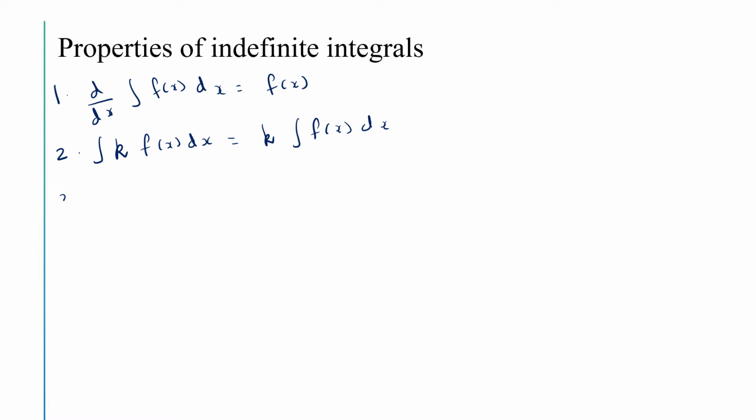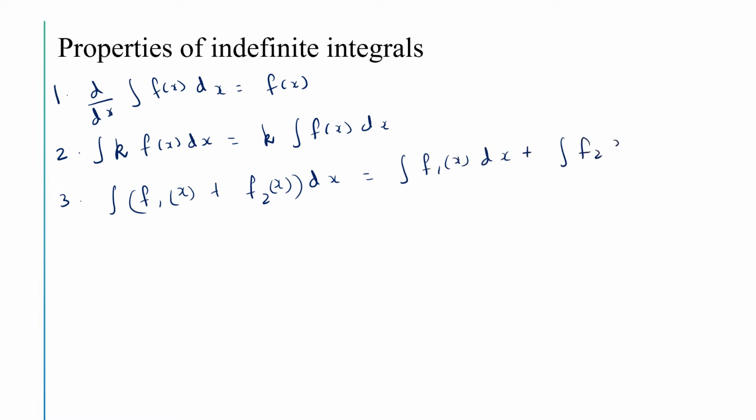Then the third property, if we have a sum of two functions, the integral of sum of two functions, f1 of x plus f2 of x dx is equal to sum of their integrals, integral f1 of x dx plus integral f2 of x dx.